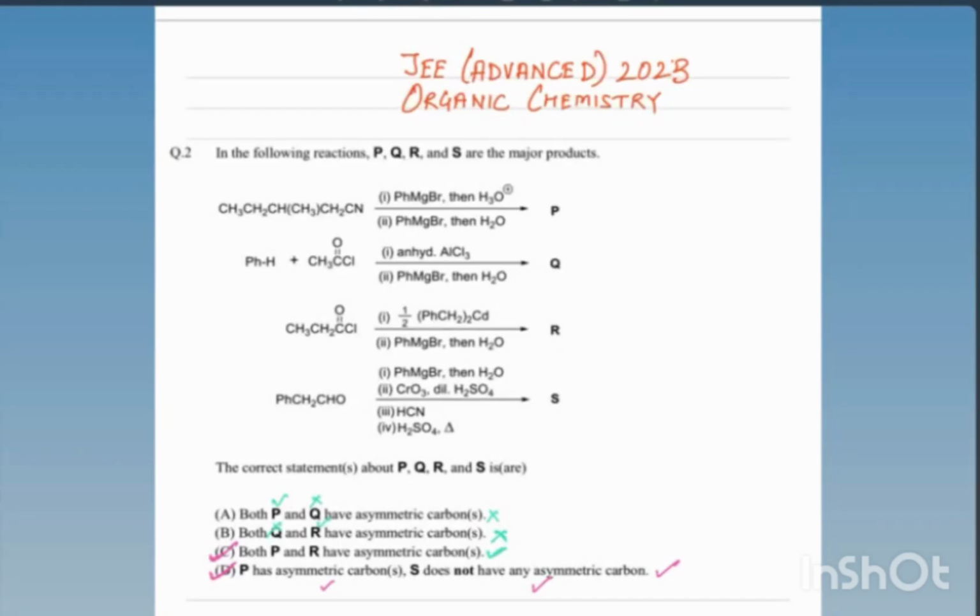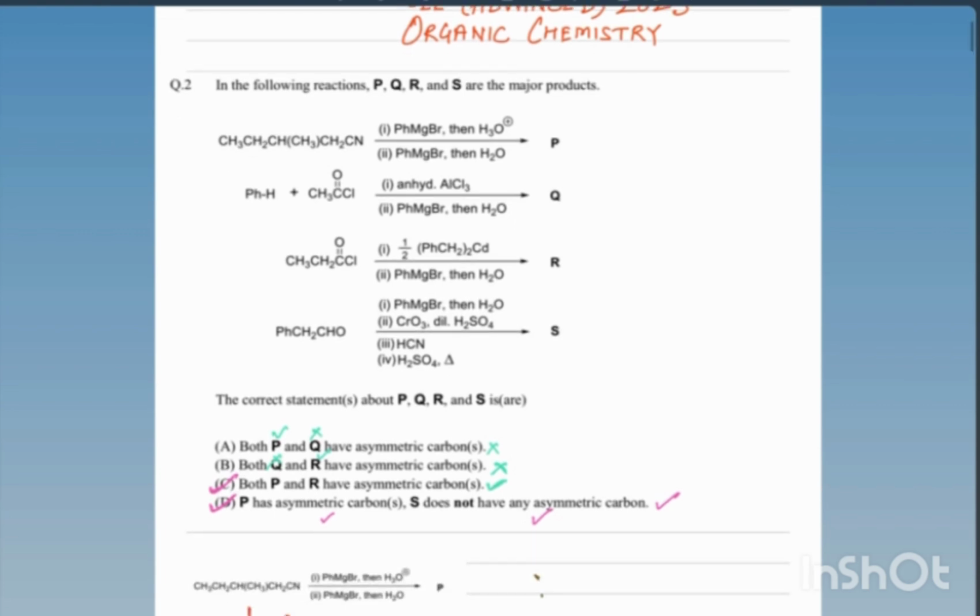So hello everyone, today we are going to discuss a question from JEE Advanced 2023 paper 1, which is from the organic chemistry part. In this question, what has been asked is, in the following reactions P, Q, R, S are the major products. So we have to tell the major products. So let us start this question.